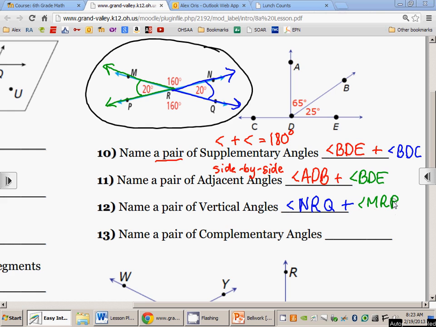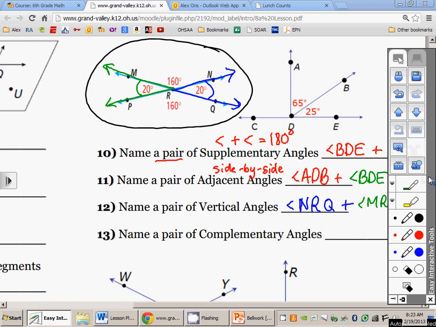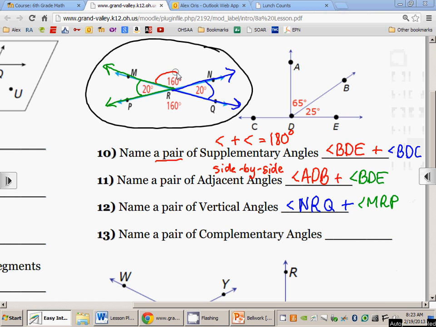Did anybody spot a different pair? Andrew? MRN and PRQ. Very good. You can see them right here. MRN and PRQ. Opposite angles are congruent when you have intersecting lines. Those are called vertical angles. They are opposite each other.